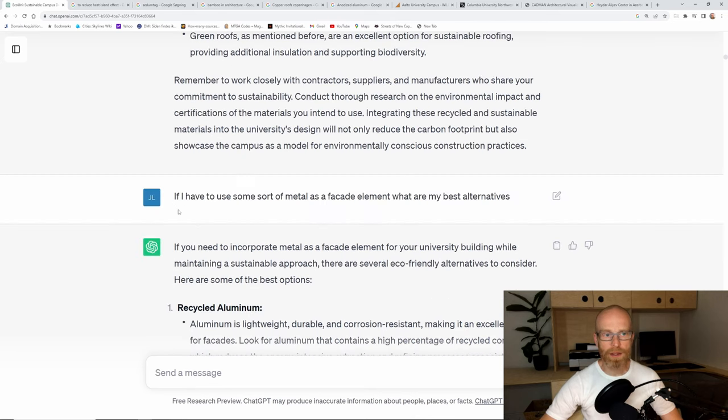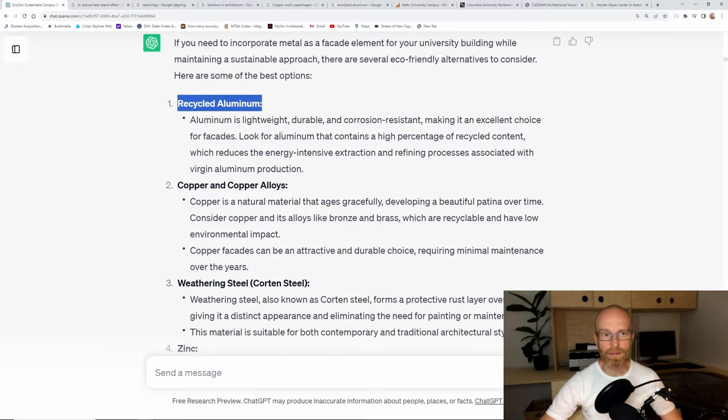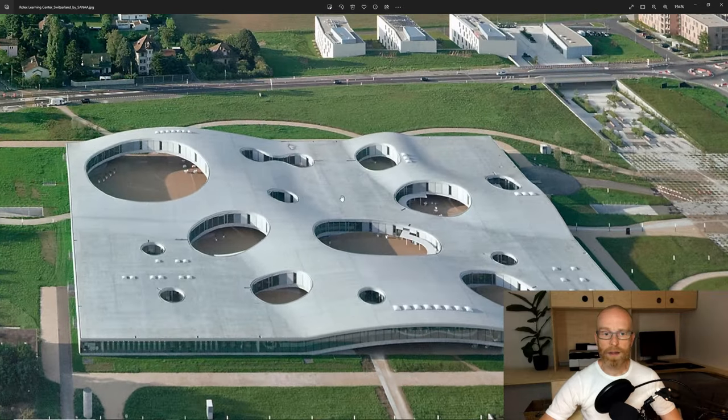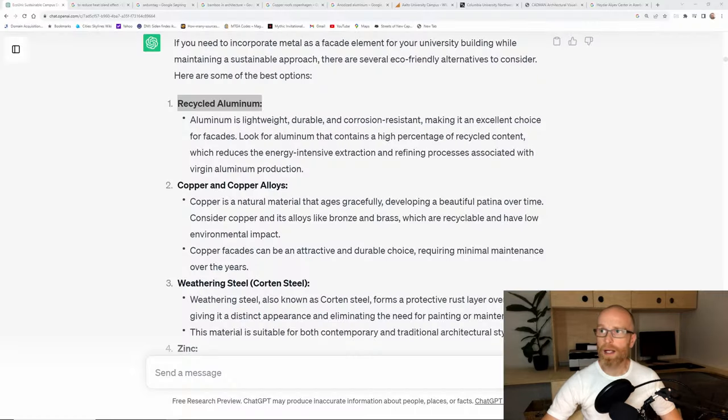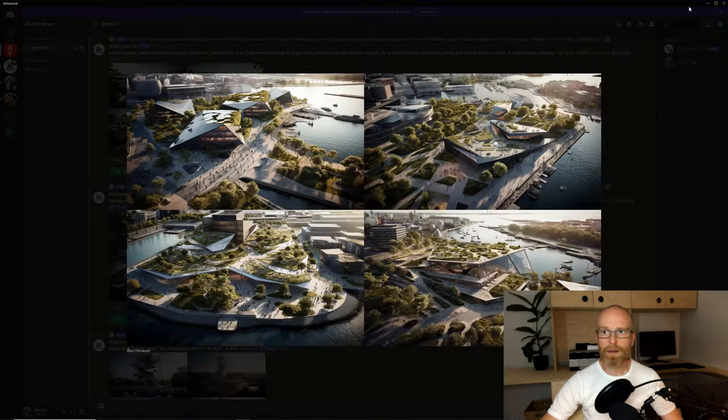So I asked ChatGPT, if I have to use some sort of metal as a facade element, what are the best alternatives? If you need to incorporate metal as a facade element in your university building while maintaining a sustainable approach, there are several eco-friendly alternatives to consider. Here are some of the best options. Recycled aluminium, that could be quite useful for our campus. Remember this reference here, that looks more or less like something like that. We also saw this building up here, which was very interesting, I think. That's also metal material, for example, the aluminium material we just spoke about.